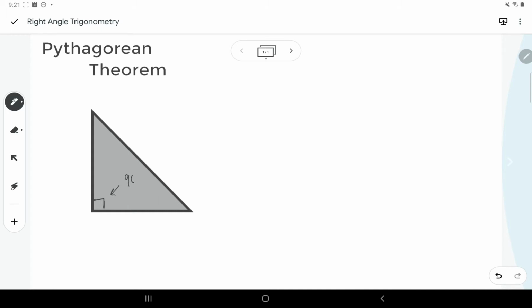that that corner is 90 degrees. That's why I say it's squared off, because just like a square, it's got a corner of 90 degrees. So Pythagorean theorem only works on triangles like this one that have a 90-degree corner.